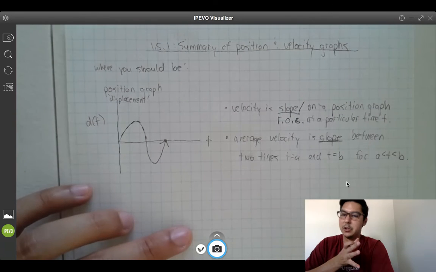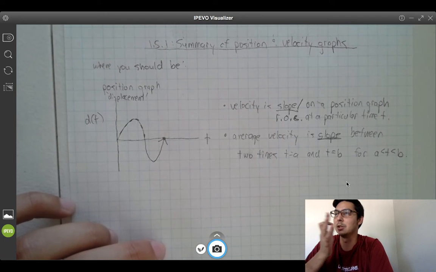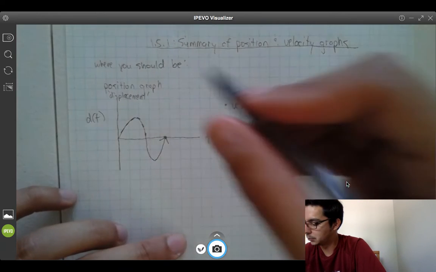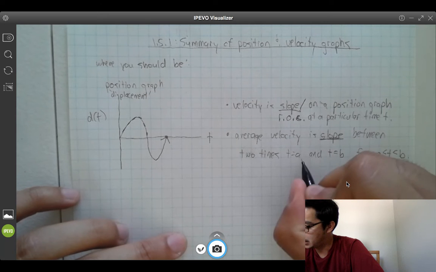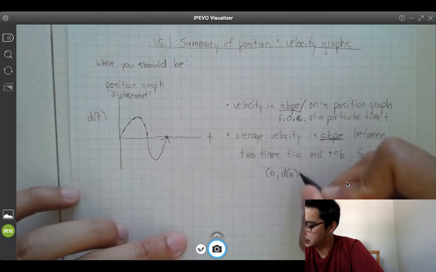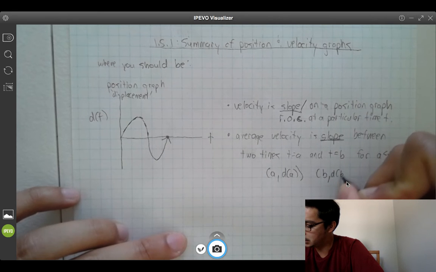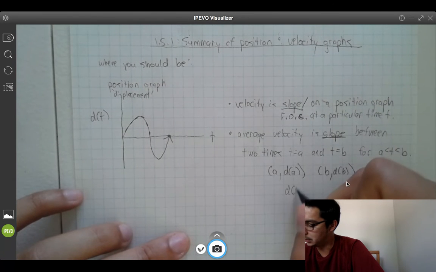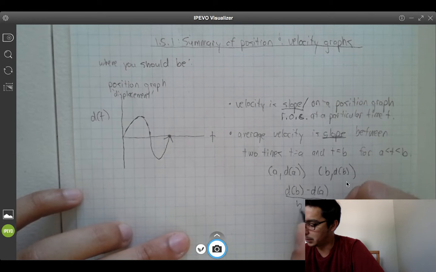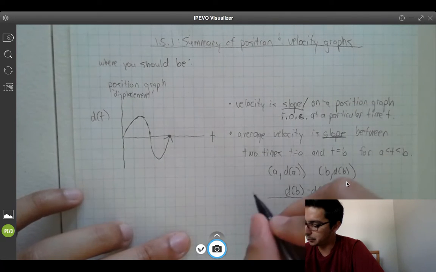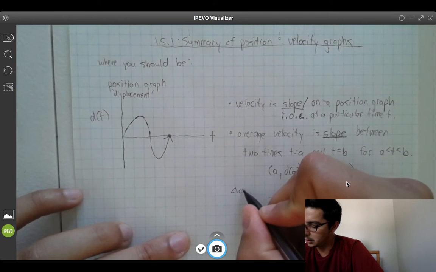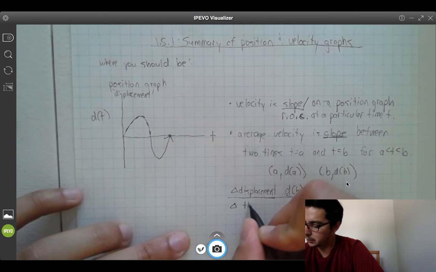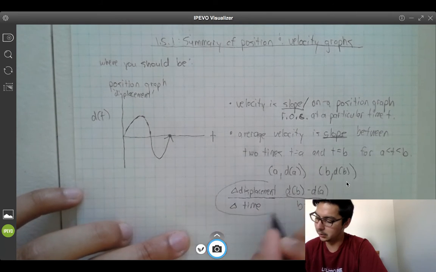So if you want to look at the average velocity between time 2 and 5, what's the slope between points 2 and 5? For example, at A, you're at the point A, comma d of A. At B, you're at the point B, comma d of B. Remember that I'm calling this function d of t in this graph. So then the average velocity would be d of B minus d of A over B minus A, because this is the change in displacement over the change in time. And that's really what average velocity is.